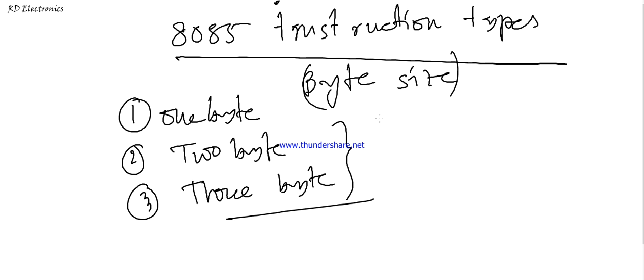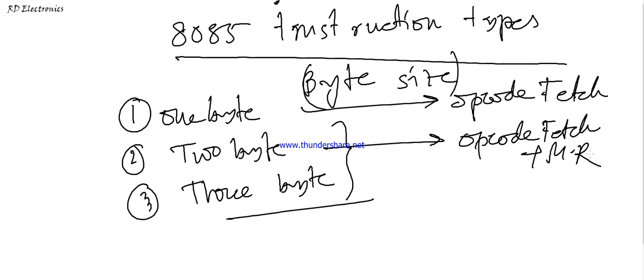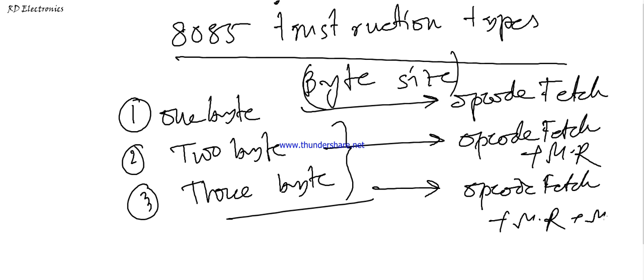So first of all, what is 1 byte instruction? A 1 byte instruction has only one operation, called opcode fetch operation. A 2 byte instruction has two different operations: one is opcode fetch operation, and another is memory read. MR means memory read operation. For 3 byte, the first byte is opcode fetch, the second is memory read, and the third is memory read.